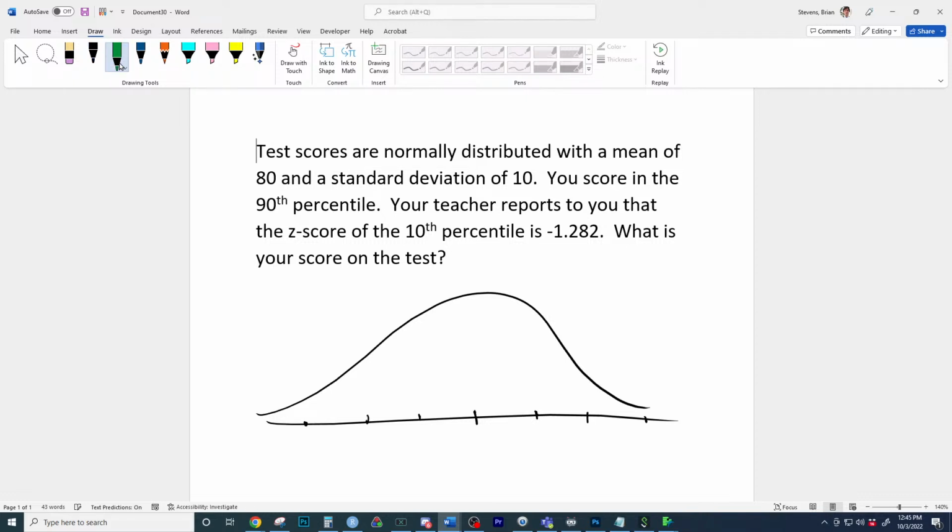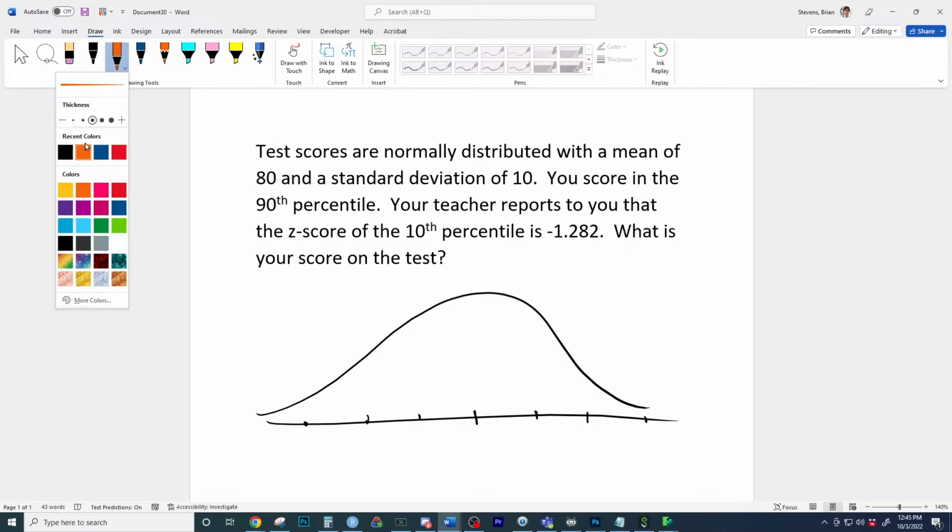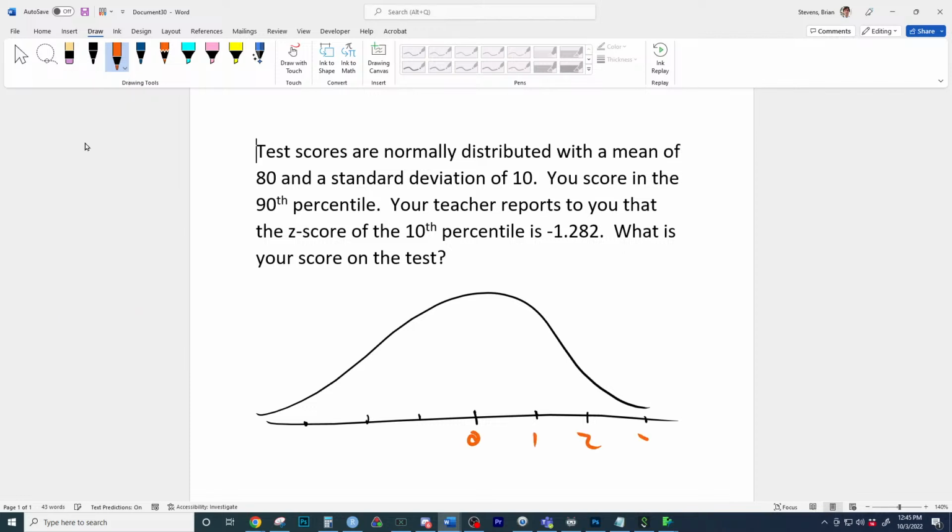So we're just drawing the curve right now. We're putting the z-scores below it. And so these are the z-scores. Then we're going to draw the context numbers. Really good exam grades right there. So it gives us the z-score right here.